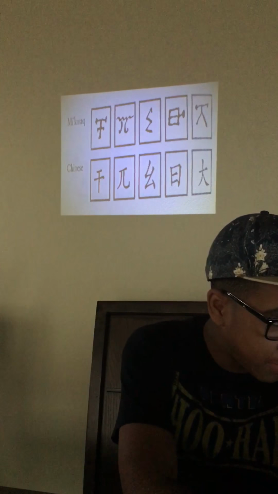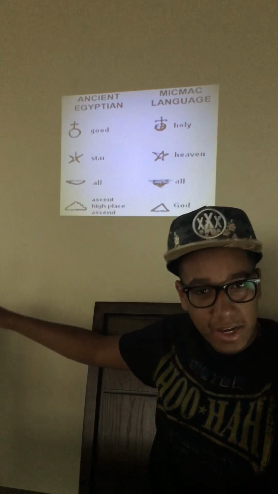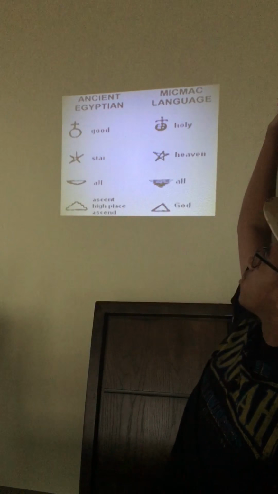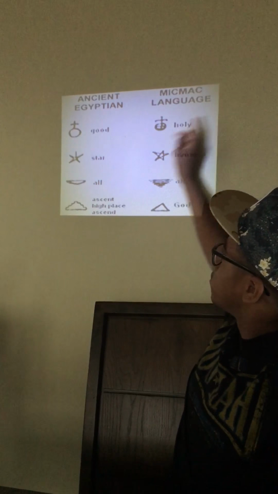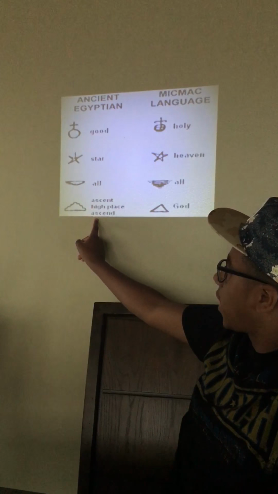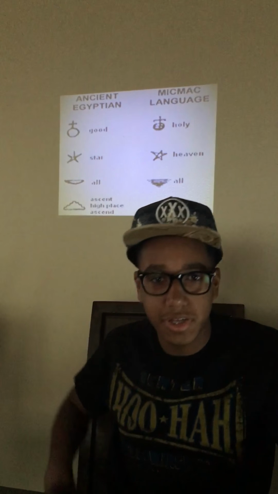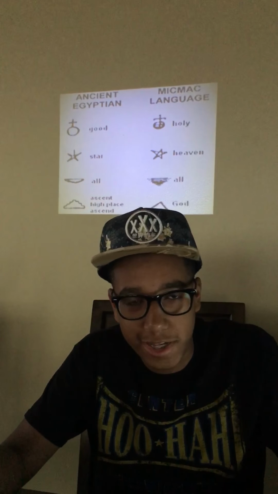Also, we have this other picture. It's the ancient Egyptian language. I don't know the actual language. And then the Mik'Maq: sea, heaven, star, all, highest place to ascend, God. So that's also interesting, which I thought.